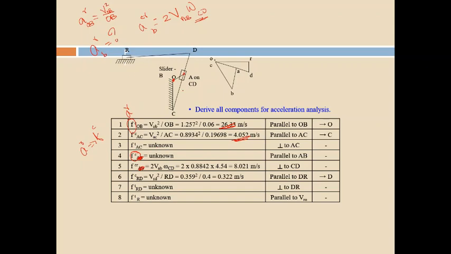This piston is sliding, also rotating. That's why it is having a Coriolis component. But this piston will have only radial component, while this piston will have radial and Coriolis component. Because this piston is only sliding, it is not rotating. This piston is only sliding front and back, it is not rotating, so it will have only radial component, it will not have a tangential component. We will move to the next slide.